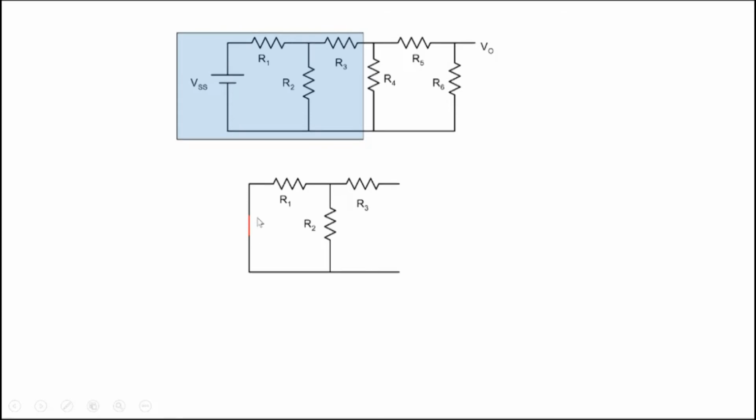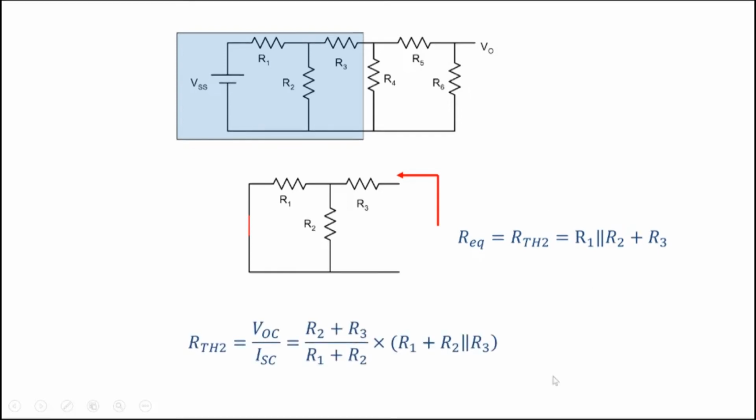So we short circuit this independent source and we find out what is the resistance looking from here. This is straightforward. R1 is in parallel with R2 in series with R3. So we write it out and that becomes the Thevenin's resistance, right? So it's a simpler approach.